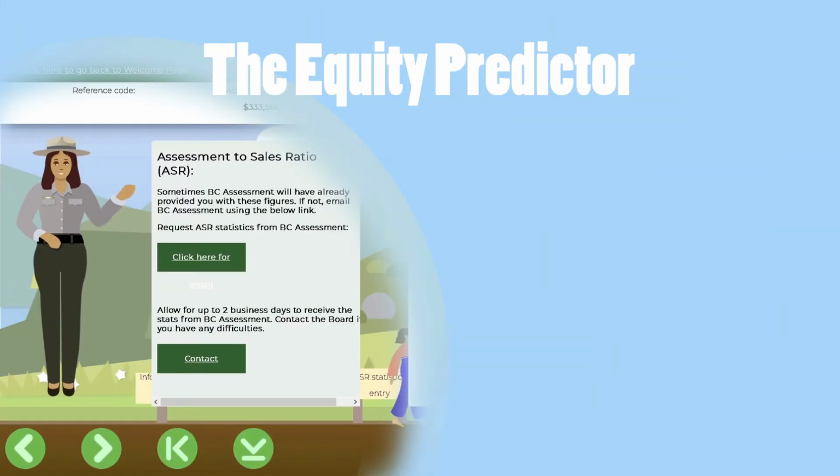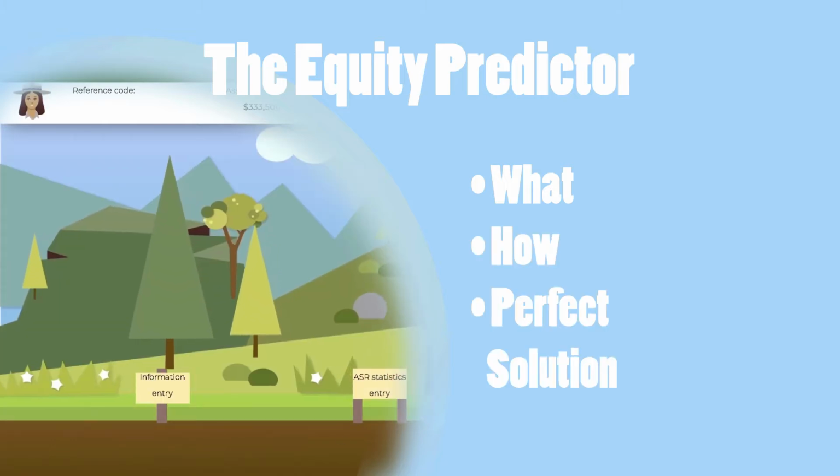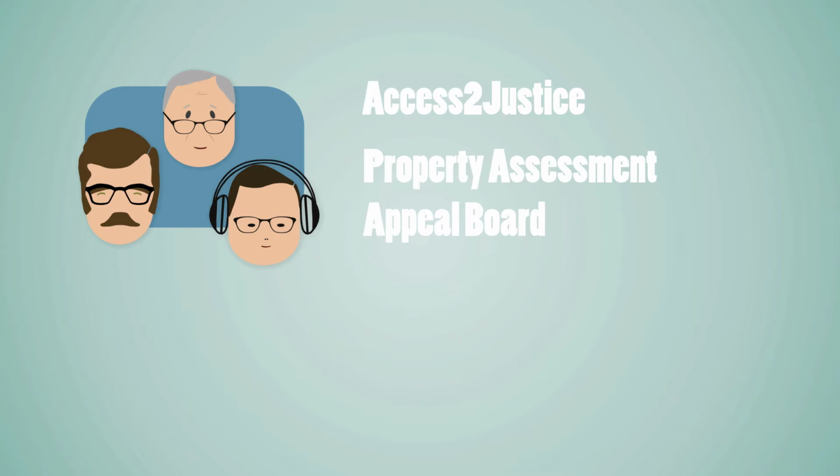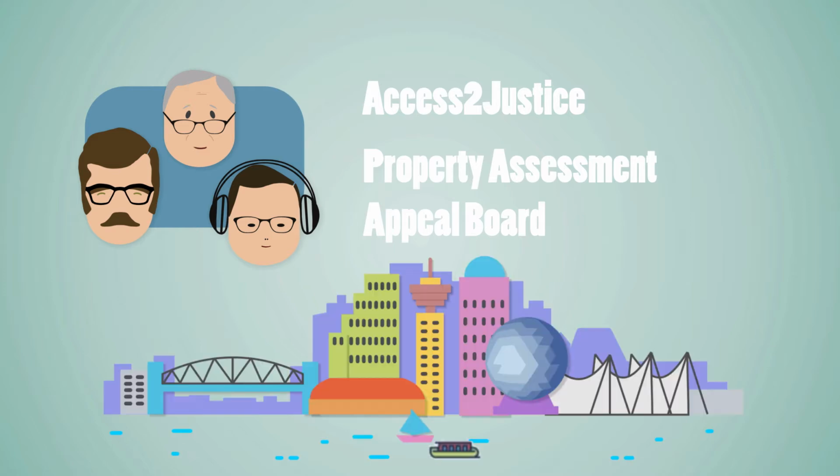Welcome to the Equity Predictor. Today, we'll tell you what it is, how it works, and why it's the perfect solution. Meet our clients, the Access to Justice Group and the Property Assessment Appeal Board. They are working together to make sure everyone in BC has access to property justice.